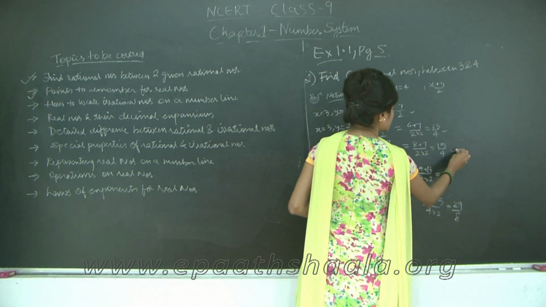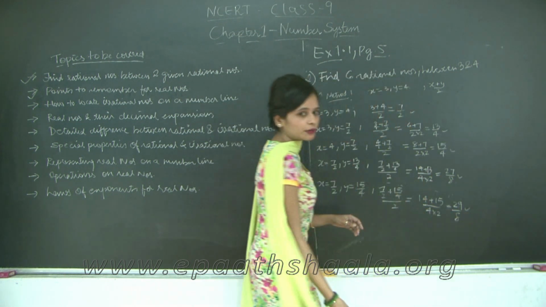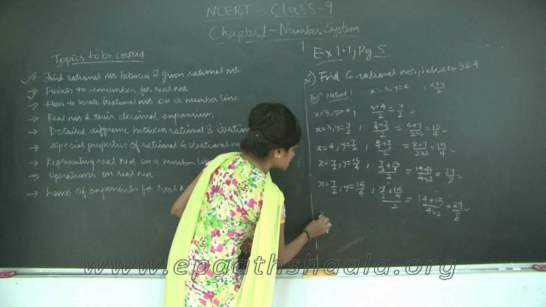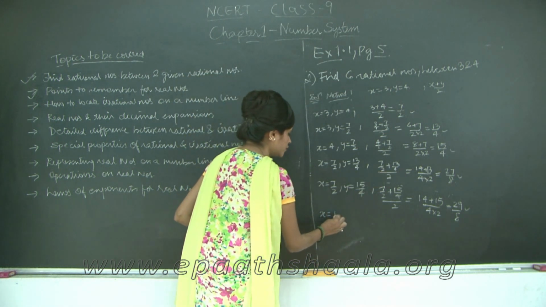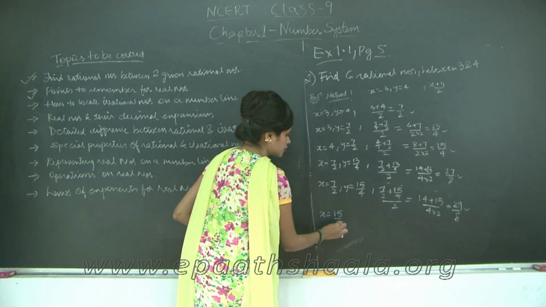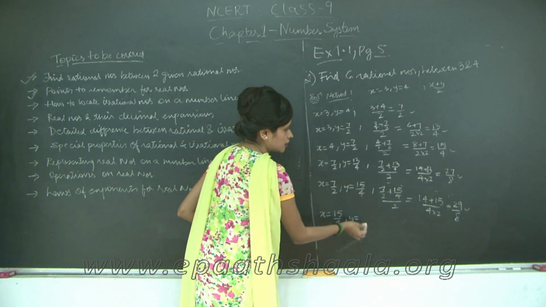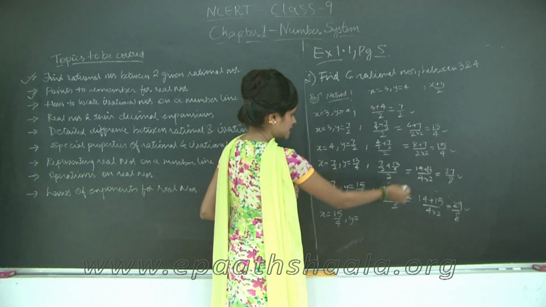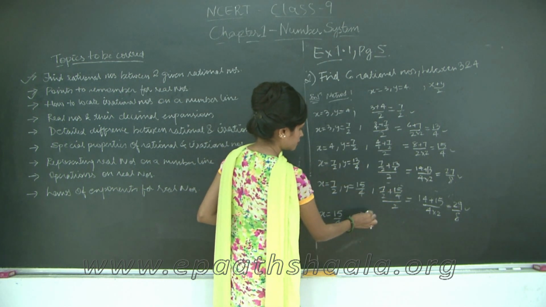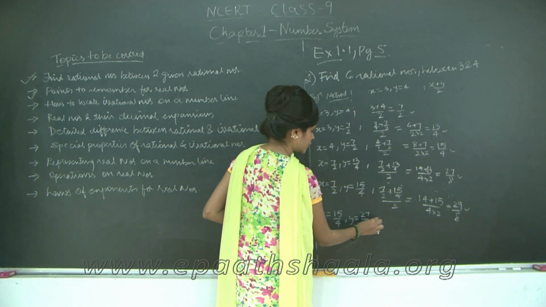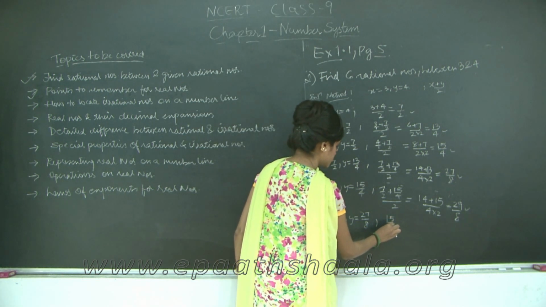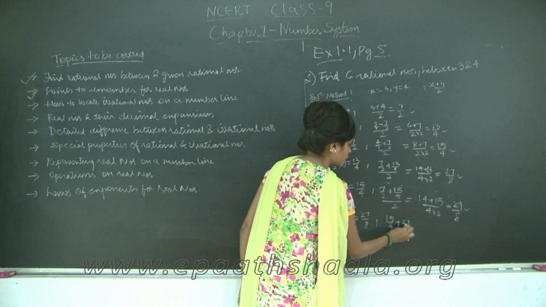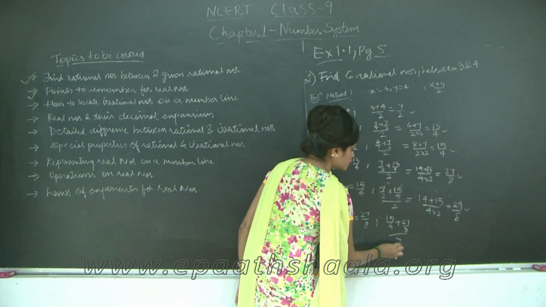1, 2, 3, 4, 5. I need to find one more number. So I'll take my x as 15 upon 4 and y as 27 upon 8, right? So what do I get? 15 upon 4 plus 27 upon 8, upon 2.